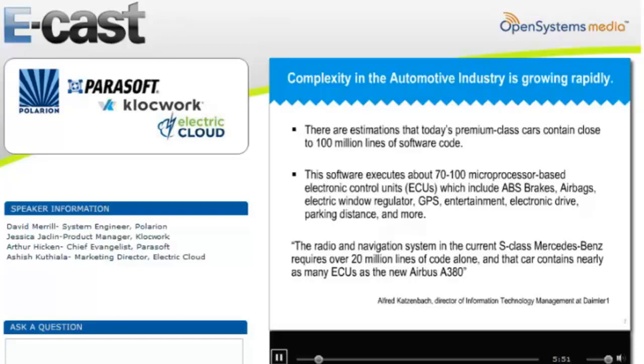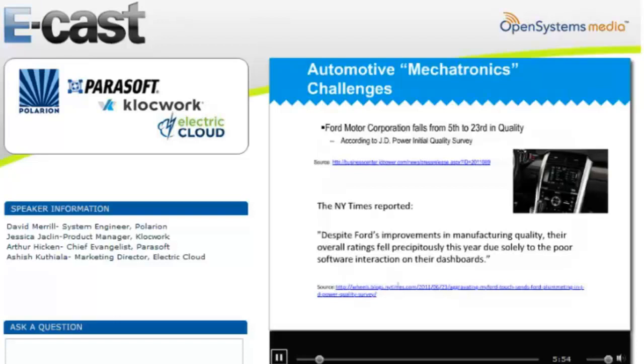And it's not just for mechanics and users and operators, but not all manufacturers transition well from the electromechanical manufacturing process to full mechatronics, which combines the disciplines of software engineering with electrical and mechanical engineering, and must also necessarily impact business and marketing concerns. As an example, Ford Motor Corporation fell from 5th to 23rd in overall quality according to J.D. Powers in 2010. And the New York Times reported that the sole reason for that was the difficulty of the software interaction on their dashboards and had very little to do with the overall mechanical reliability of the vehicle.